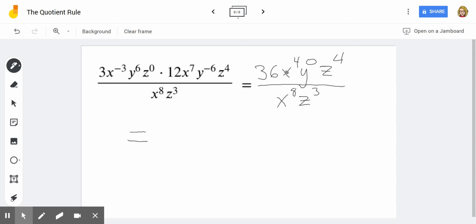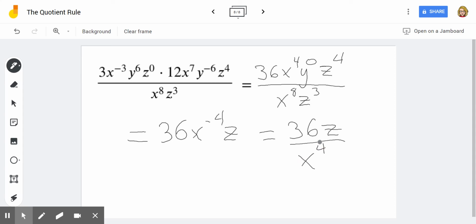Okay, so with our 36, we're going to keep 36 here. We're going to subtract our exponents. So 4 minus 8 gives you x to the negative 4. y to the 0, remember y to the 0 is just 1, so that just disappears. And 4 minus 3 is 1, so that's just 1z, so I don't need to write the exponent. I have a negative 4 on x, so I'm going to rewrite it as 36z over x to the 4th. And that is my final answer.